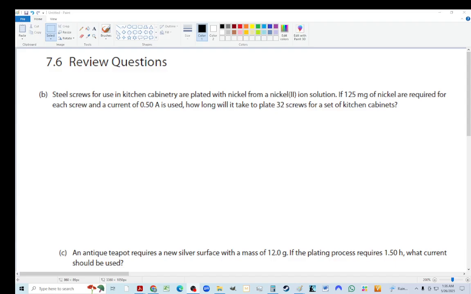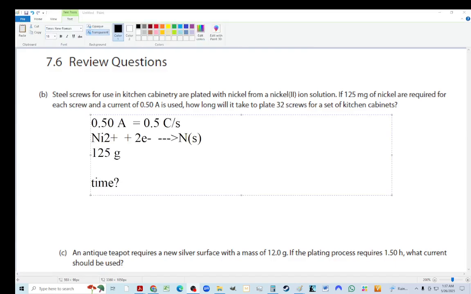So all these questions will use a variation of that. So what they ask for is time. They give us mass, so we should look up atomic mass of nickel. We know it's 2 electrons, we know how many coulombs per second, and we know Faraday's constant.